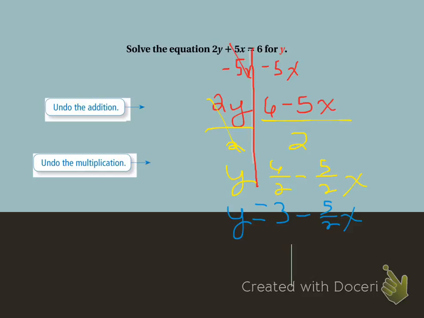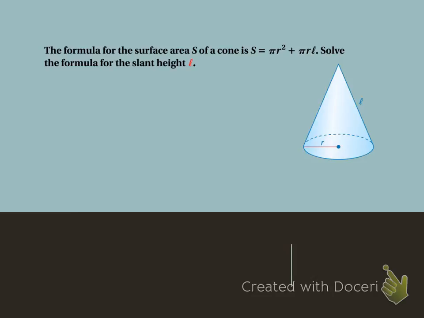So let's look at another example here. Now we're using formulas. The formula for the surface area of a cone is S equals pi r squared plus pi r L, where L is the slant height. Solve the formula for the slant height. Okay, so you're going to start off with your formula: S equals pi r squared plus pi r L.